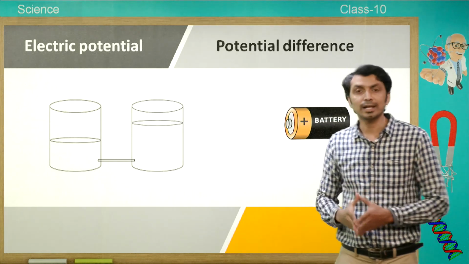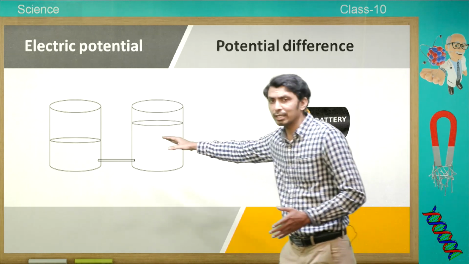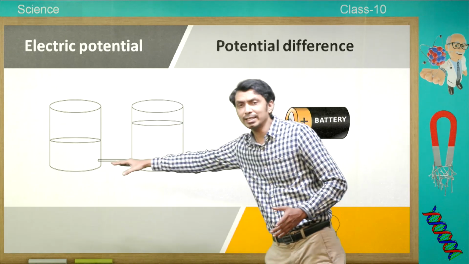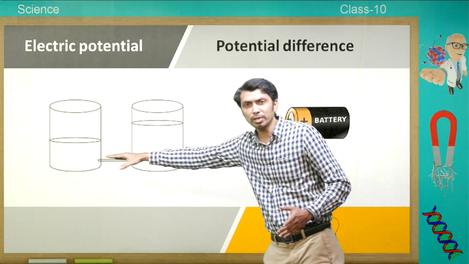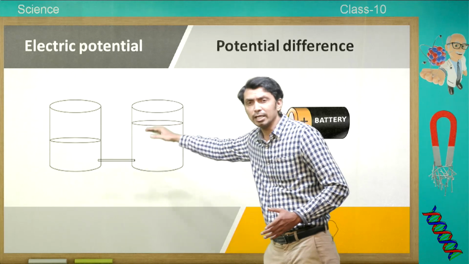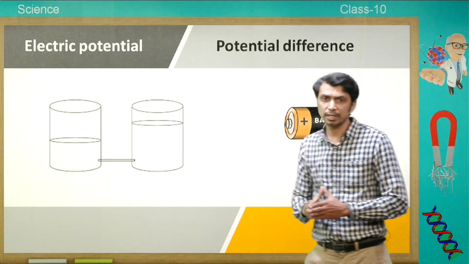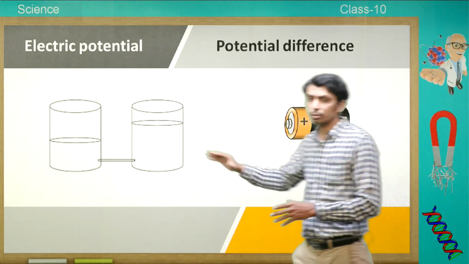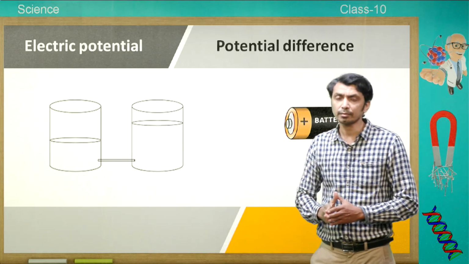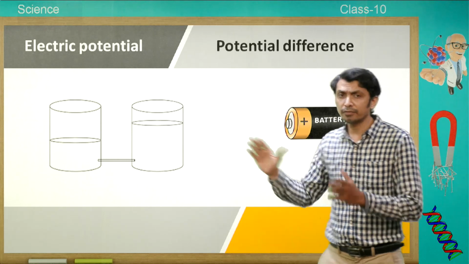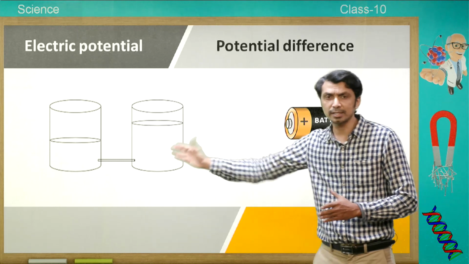Now what made you answer in this way? Yes, you noticed that here there is more amount of water and here there is less amount of water. So here high pressure is there, here low pressure is there. That is why it moves from a high pressure region to a low pressure region, right? So you should focus on the difference of pressure present here. That means whenever there is a difference of pressure, there is motion of particles.